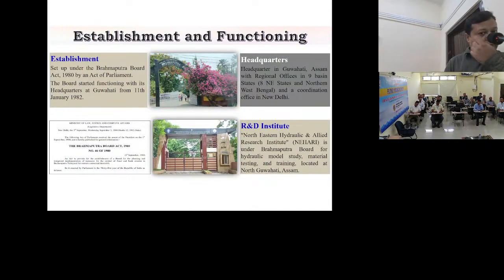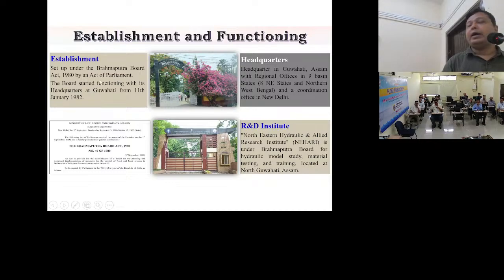So first of all, this Brahmaputra Board is established by an act of Parliament. It is called the Brahmaputra Board Act 1980, and it started work in 1982. That screenshot is the front page of our act, and our headquarters is in Guwahati. We have regional offices for nine basin states, including West Bengal, and another coordinator office in New Delhi. And this institute is an R&D institute. We call it NEHARI in short. So this is our establishment, and within this framework we work.